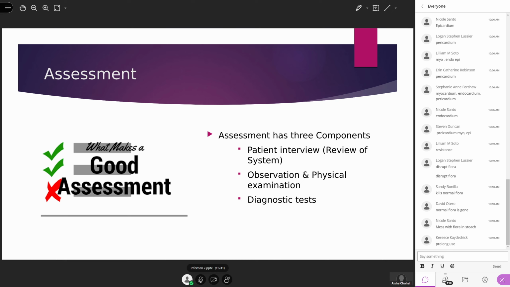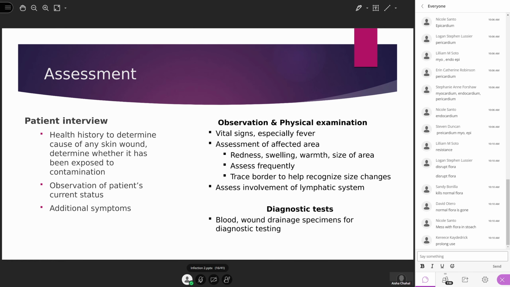And the assessment. I just want to make sure that you recognize that any type of assessment has 3 parts: patient interview, which is also called review of systems; observation and physical examination; and diagnostic tests. For cellulitis, these are some of the patient interview questions, which are pretty self-explanatory. Did you get any type of infection before? Did you have any trauma or any skin wounds that you're aware of? And all the risk factors that we listed, we are going to inquire about those.